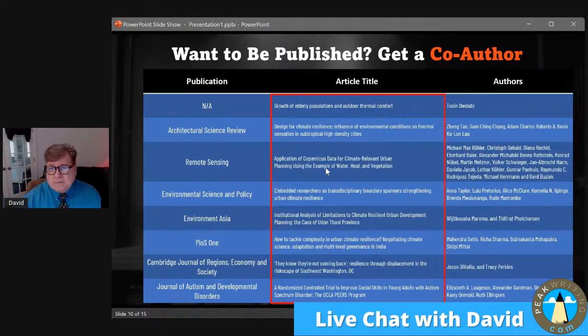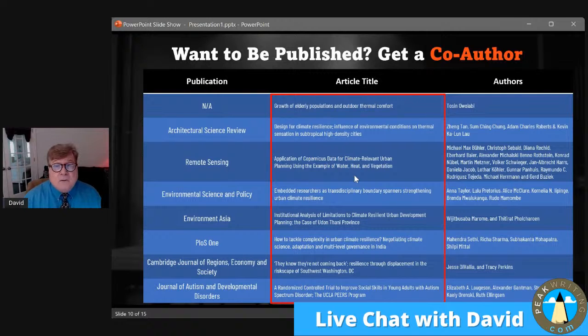And you could say the same for each of these. Remote sensing, application of Copernicus data for climate relevant urban planning using the example of water, heat, and vegetation. In other words, this journal is going to tell you how to apply and what happened when Copernicus data for climate relevant urban planning was applied using water, heat, and vegetation. And I could go on down the list.